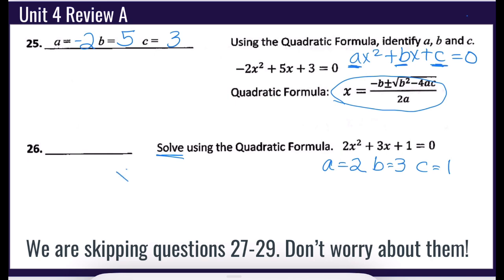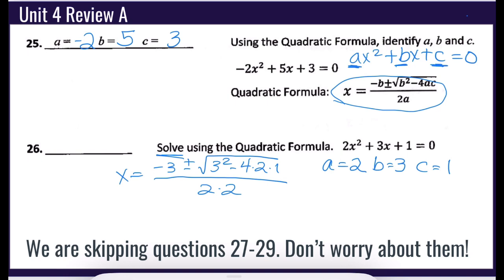So x equals negative b. My b is a 3, so that's going to be negative 3 plus or minus the square root of b squared, so that's going to be 3 squared, minus 4 times a, that would be our 2, times c, that would be our 1, all over 2 times a, which would be 2 times 2.